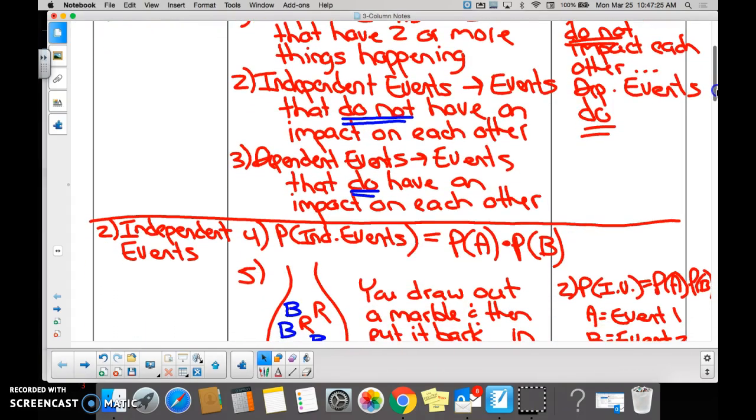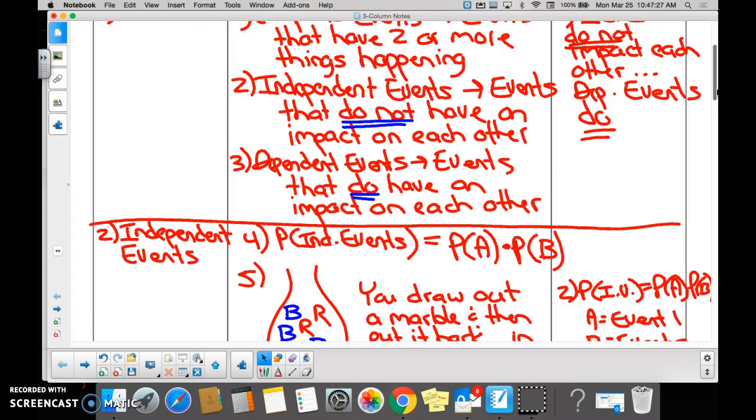Independent and dependent events are basically opposite of one another, right? Yes. Independent events do not impact each other. Dependent events do impact each other. Make sense? Yeah. Okay.